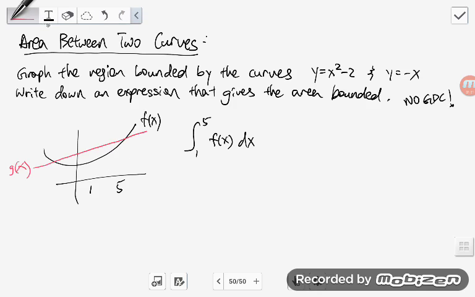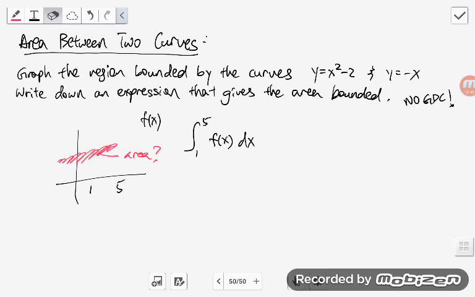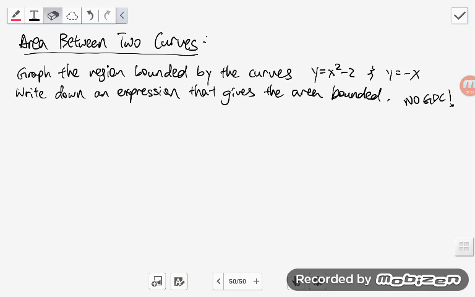In this scenario, they want us to find the area. What we're going to find right now is this area, the area bounded by the f of x and the g of x. So we are interested in finding the area of that. Okay, so let's take a look. Go ahead, pause the video, and let's see what information is being given to us by the question.